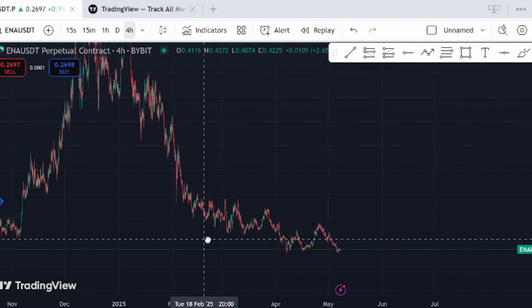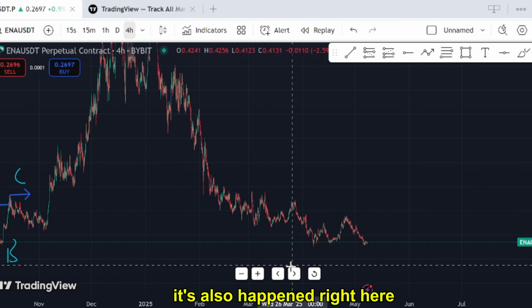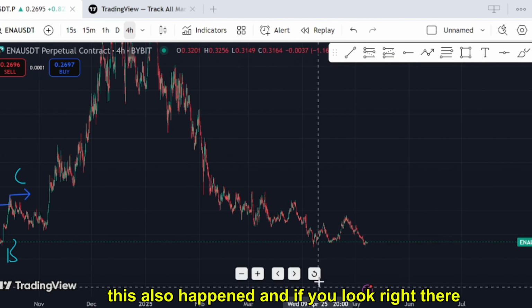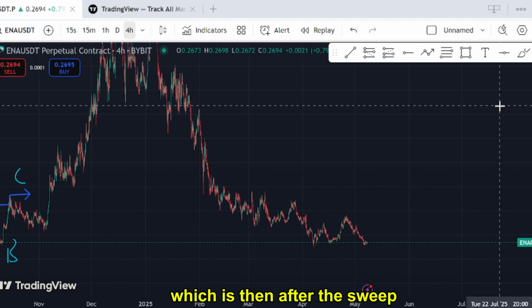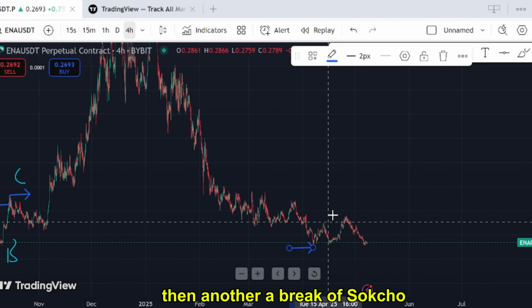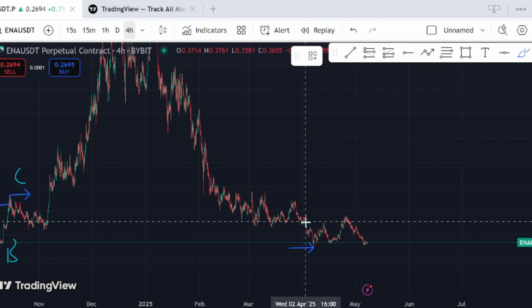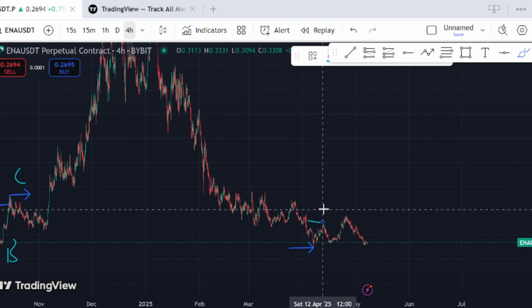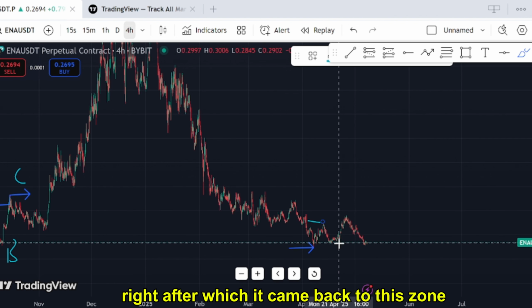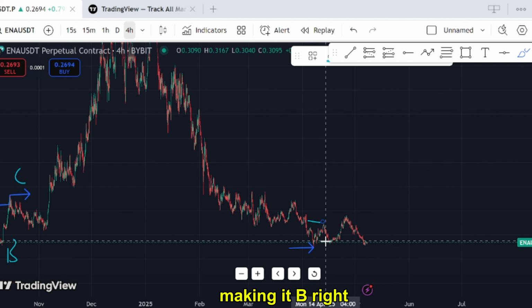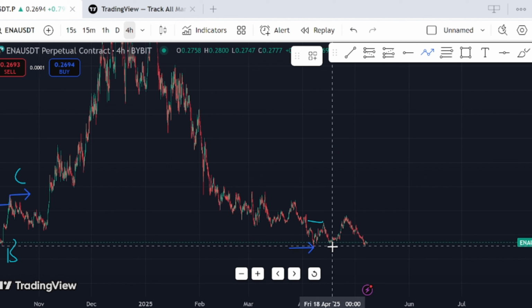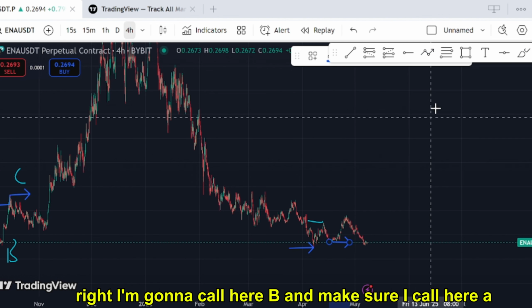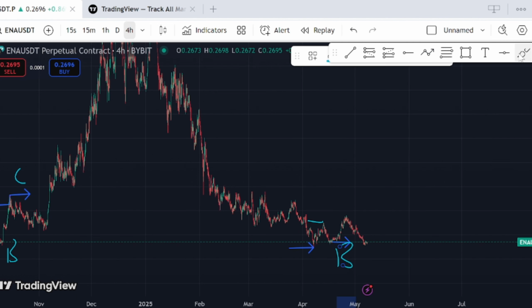Now if you watch, basically this also happened right here, and if you look right here, it also made a sweep, which is then after the sweep, another breakout of structure, right? After which it came back to this zone, making it B, right? So right here we'll call it B, and make sure I call here A.